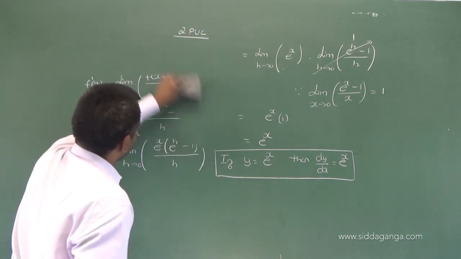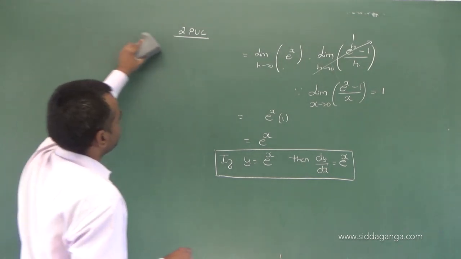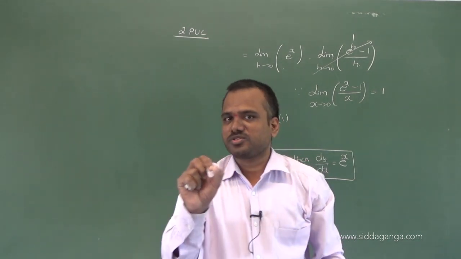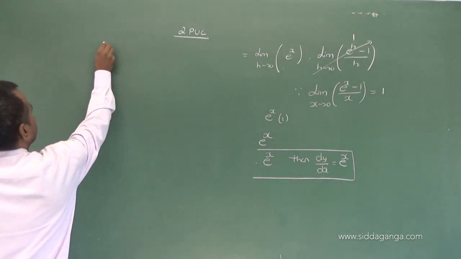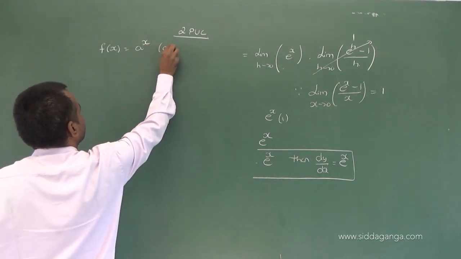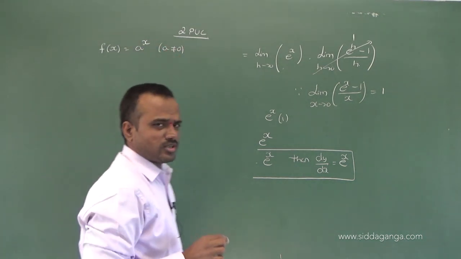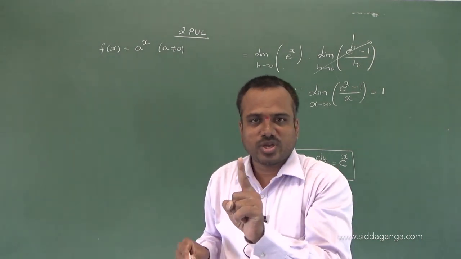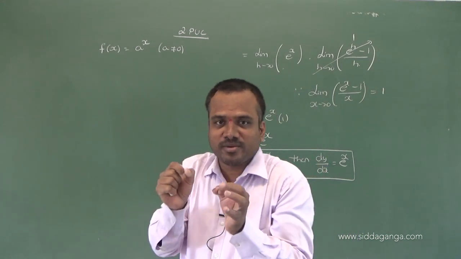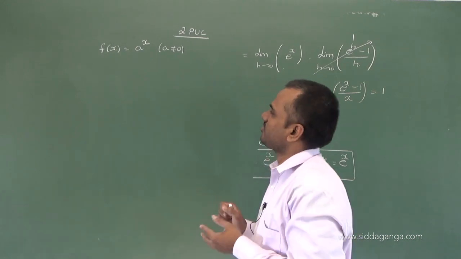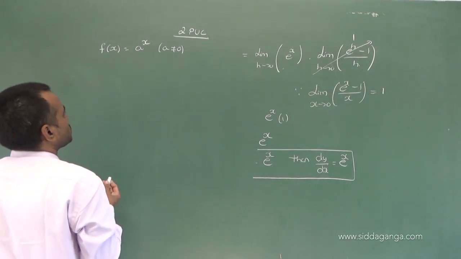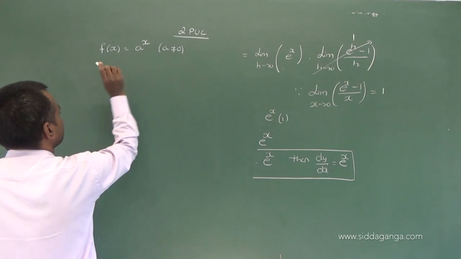Next, one more formula. This formula is also very important in second PUC. It is not in first PUC syllabus, it is in second PUC syllabus, that is why I write second PUC. But it is very important. You learn it now, no problem. F of x is equal to a power x, where a is a constant, not equal to 0. Same procedure: we are finding the derivative of a power x.